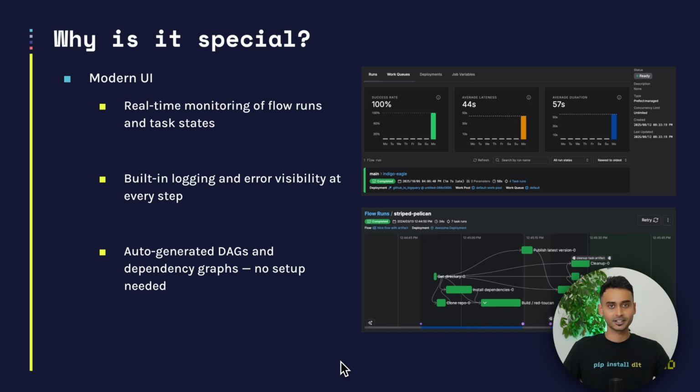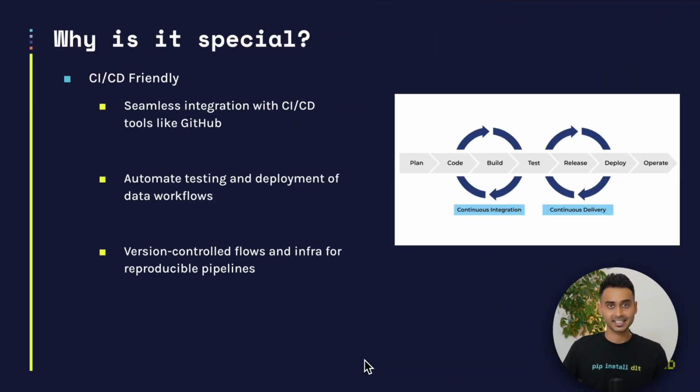It lets you monitor, log, and track states of both flows and tasks in real time. It also auto-generates dependency graphs and DAGs with zero setup. And lastly, Prefect is CI/CD friendly. You can seamlessly integrate your Prefect code into existing CI/CD pipelines for automated testing and deployment.